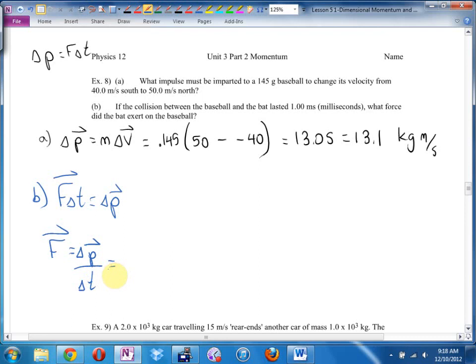Oh, I just figured out the impulse. 13.1 divided by 1 millisecond. 1 times 10 to the negative. What was milli? It's on your formula sheet. I think it's 10 to the negative 3.